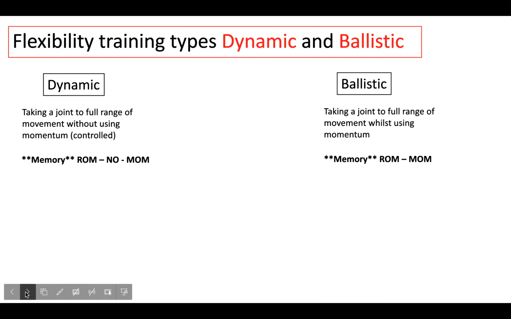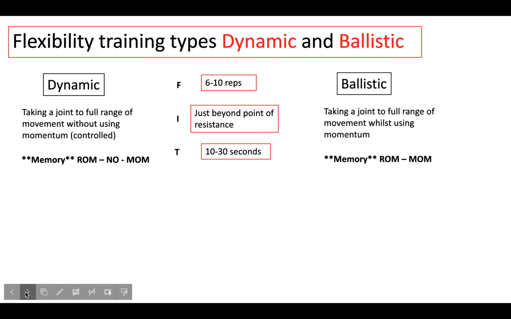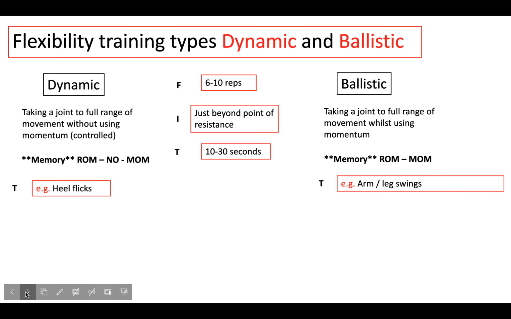Now, our frequency for both of these is 6 to 10 reps. Our intensity is just beyond point of resistance. Our time is between 10 and 30 seconds. Our type is slightly different, sorry. So our type for dynamic would be heel flicks. So heel flicks are moving without actually using momentum, ROM, no MOM. And a type for ballistic would be leg or arm swings. So leg swings, we're using momentum to take the joint into its full range of movement.